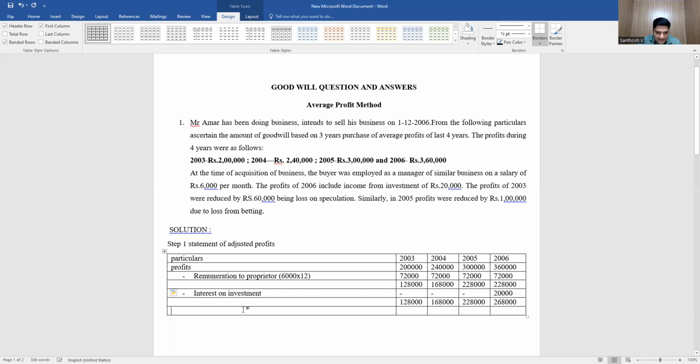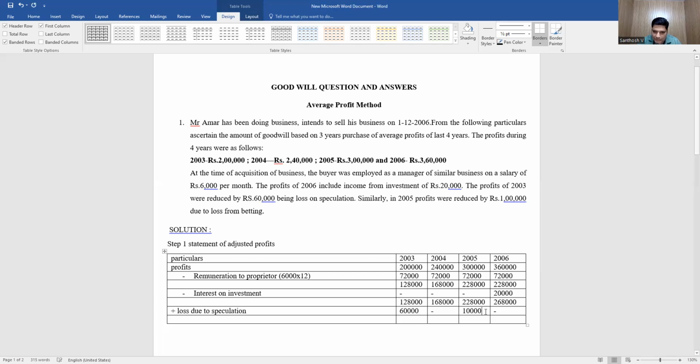After this, add loss due to speculation. For the loss due to speculation, you have to check the amount. In 2005, the amount given was 1 lakh rupees. So here it is nil, here also nil, here the amount given is 1 lakh, and the last year also nil. Next, the loss due to speculation is given as 60,000, sorry, 60,000 for 2003.